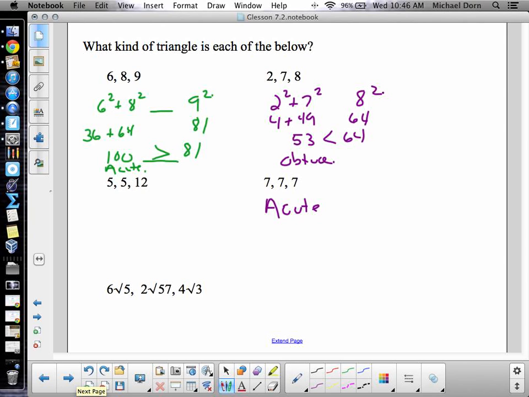5, 5, and 12. Not a triangle, because 5 plus 5 is not bigger than 12. Again, that's one of those, if you recall, where the 12 would be here, we'd have 5 here and 5 here, and no matter how we change the angles, these two 5s, the 12 is too long, and they're never going to touch. Right?